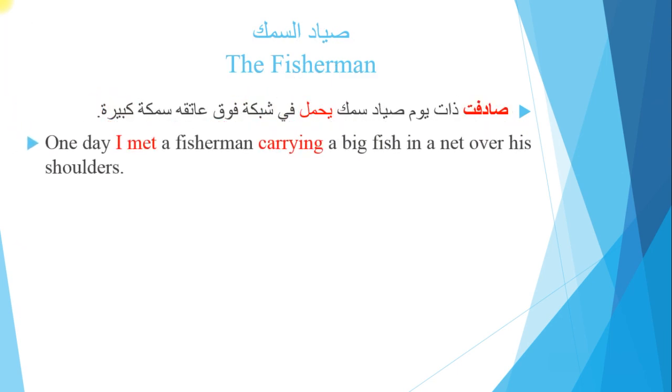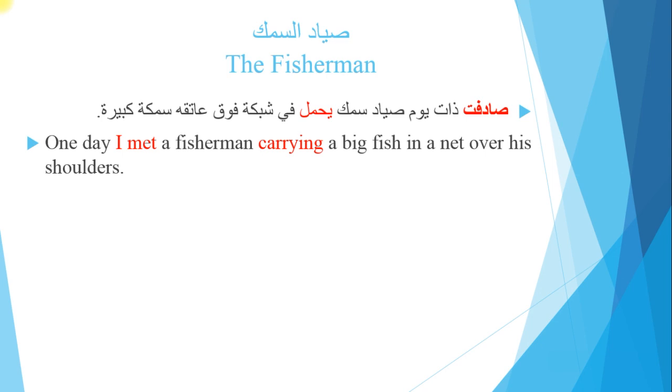So from the context, I see that the narrator met the fisherman, and that fisherman was carrying a net over his shoulders with a big fish. The translation in Arabic starts from the verb, but in English it will be subject and the verb. One day I met a fisherman carrying a big fish in a net over his shoulders. So "I met" is equal to صادفت, and "a fisherman" is صياد السمك.